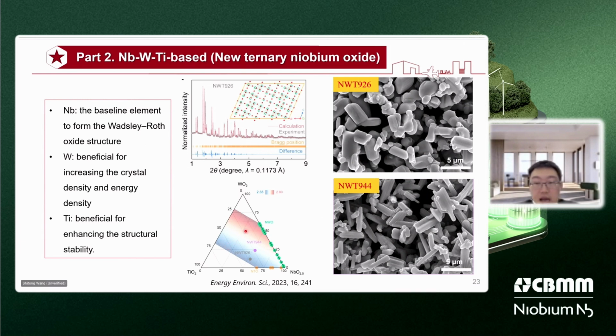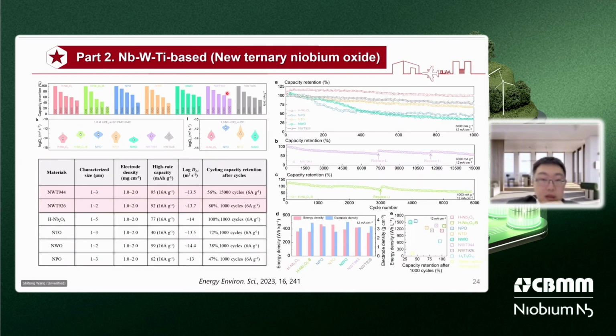And successfully, we have synthesized two new phases, this one and this one in the diagram, and this shows a totally new phase for the NWT 926. Both of these two NWT materials show excellent rate performance and good lithiation and delithiation processes, as well as the cyclability.